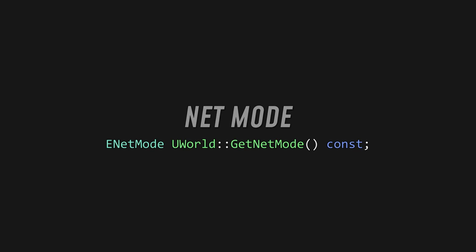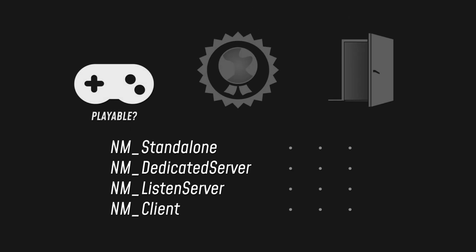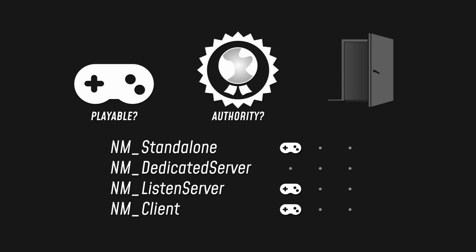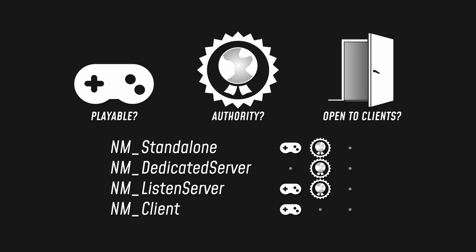The net mode is a property of the world, and it can be any of these four values. You can differentiate these net modes based on three simple questions. For one, is the game playable? Does our game instance have a local player, and are we processing that player's input and rendering the world into a viewport? Next, are we a server? In other words, does our game instance have the canonical, authoritative copy of the world with a game mode actor in it? And finally, if we're the server, are we open for remote connection attempts? Can other players join in and play as clients?